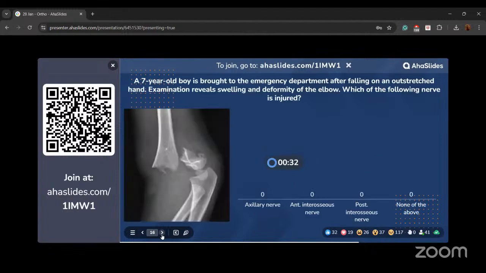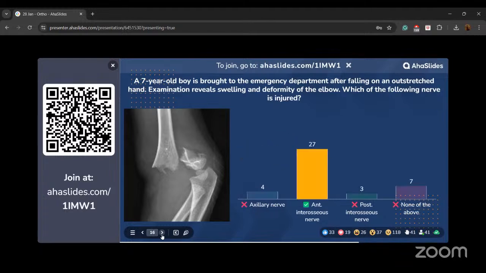A 7-year-old boy is brought to the emergency department after falling on an outstretched hand. Examination reveals swelling and deformity of the elbow. Which of the following nerves is injured here? I think we already discussed it in the previous question. Let's see who gets it right. Yeah, it's the anterior interosseous nerve. Posterior interosseous nerve is more injured in Monteggia fracture.